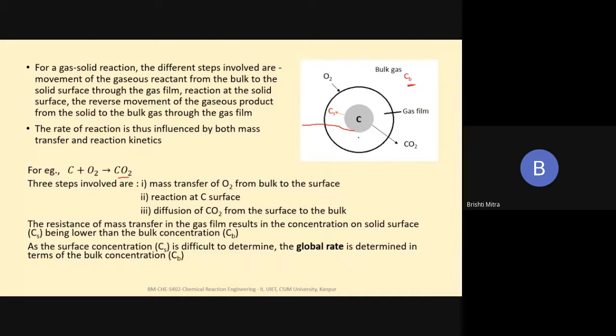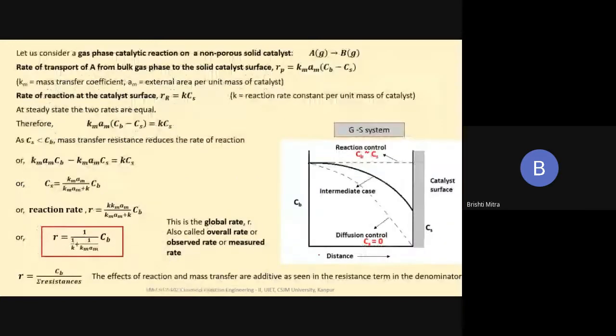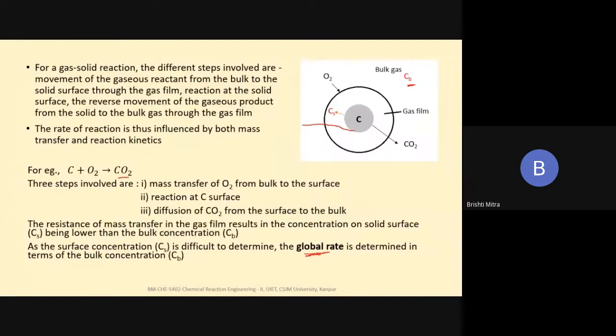So this is for a lower concentration. And as the surface concentration is difficult to determine, the rate that is determined, which is in terms of the bulk concentration, is known as the global rate. So this is another term. Last time we talked about intrinsic rate, and now we are talking about a global rate. So global rate is something which also includes the effect of mass transfer. The example that I had taken is an example of a gas-solid non-catalytic reaction.